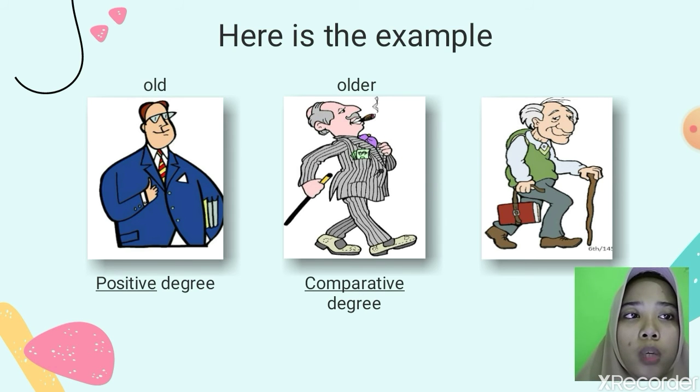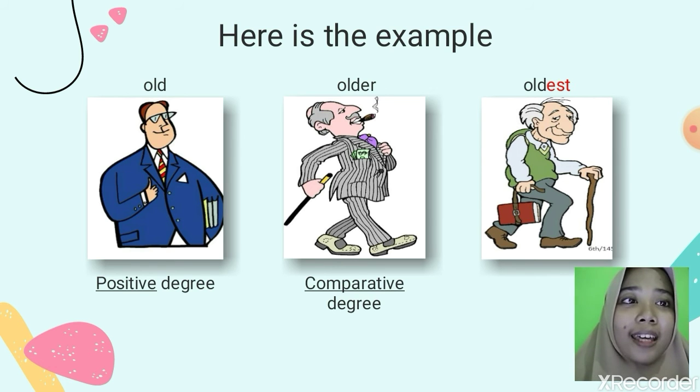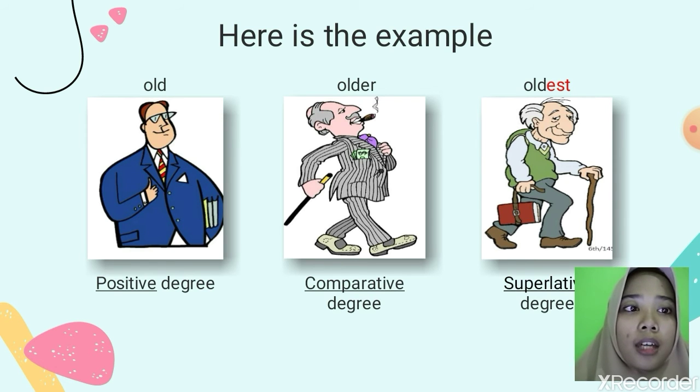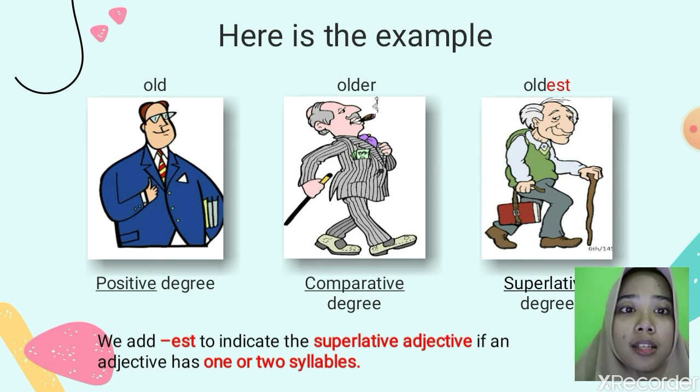And what should we say for the third picture? So we can say oldest to indicate the superlative degree. So we add est to indicate the superlative adjective if an adjective has one or two syllables. So once again, we should add est if an adjective has one or two syllables.